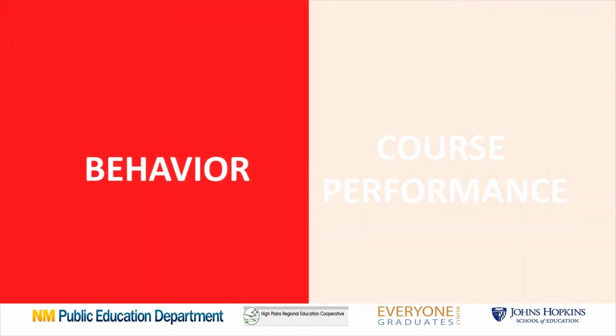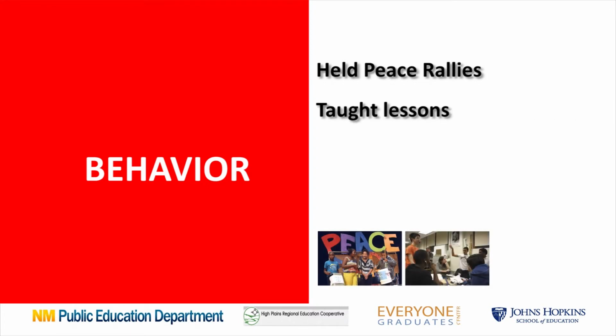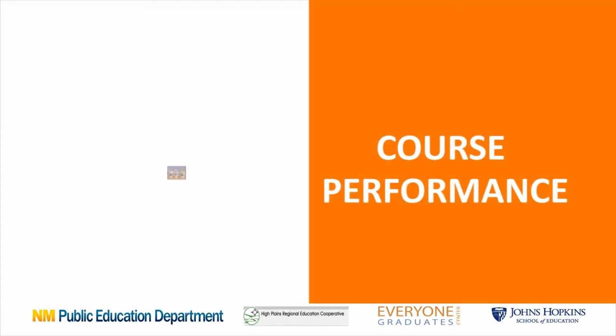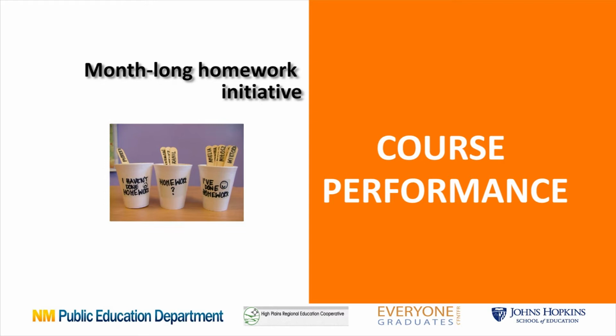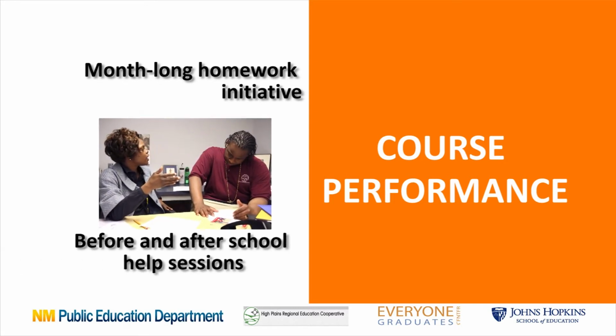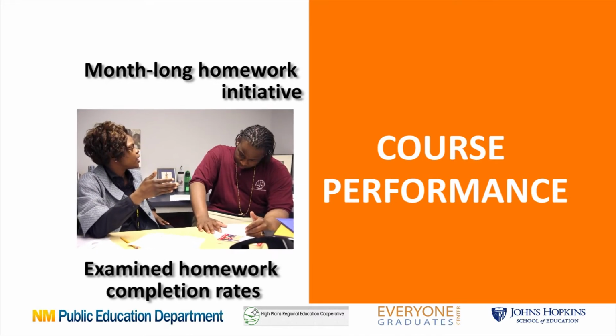A behavior example we observed was a school that held peace rallies, taught lessons, and tracked the number of days without a referral for student-to-student conflict. A course performance example we have observed is a month-long initiative to ensure homework is completed, which included before and after school help sessions. Each week during the month, they examined homework completion rates of each grade level.